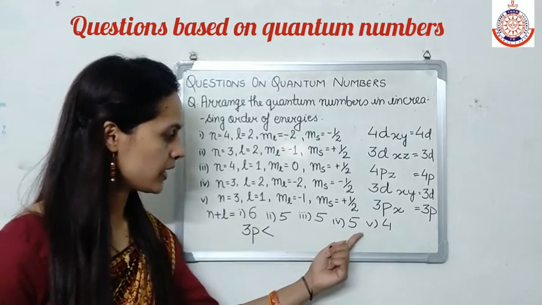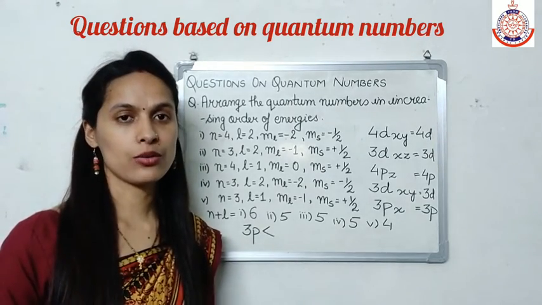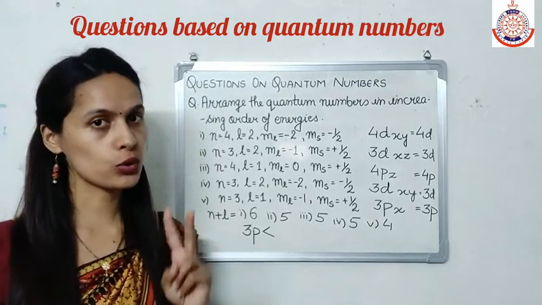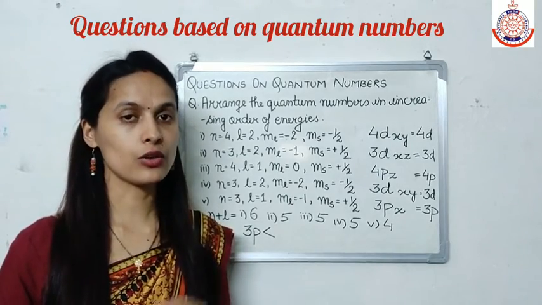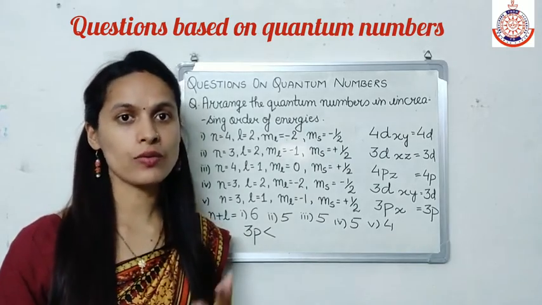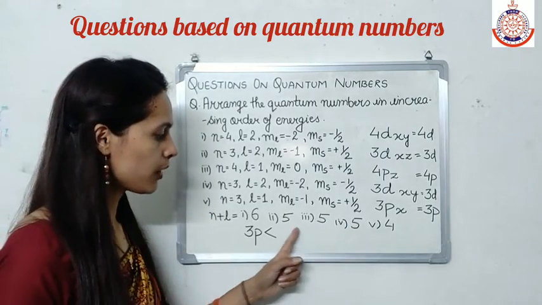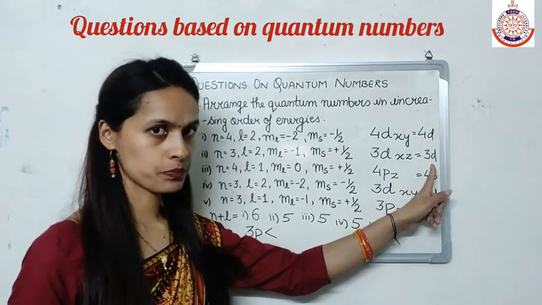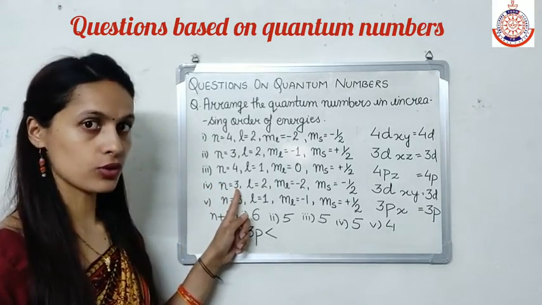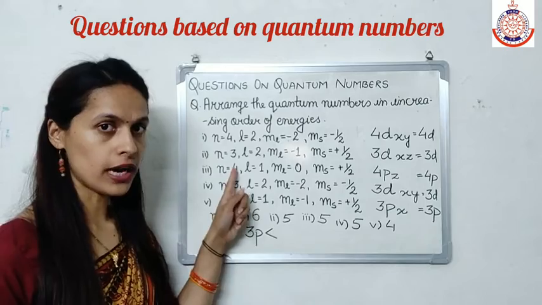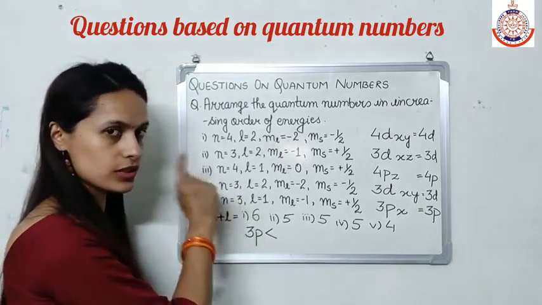Now above it we have 3 orbitals having the same value, that is 5. We also studied in the n plus L rule that if we have the same n plus L value for 2 or 3 orbitals, then the orbital having lower n value will have lower energy, and the orbital having higher n value will have higher energy. Now if we talk about these 3 orbitals, the second one is 3d, for it n is 3, the third n is 4, and the fourth n is 3. So here the value of n is greater in the third case. It means this orbital has higher energy as compared to these 2 orbitals.